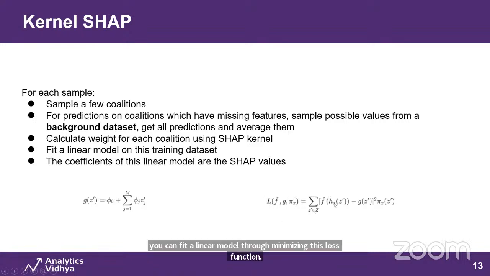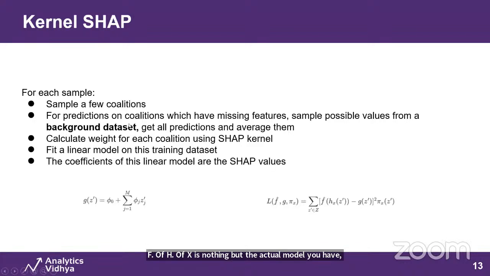F of h of x is nothing but the actual model you have, which is the true label. G of z prime is the model prediction, is the estimated value from the background data set. And this pi of x is what the weight is for each coalition. I don't have the formula for that here. I don't want to get into that detail, but it's like a regular linear regression loss function, sum of squared errors. But the only difference is that now you have a term weighing each possible coalition.